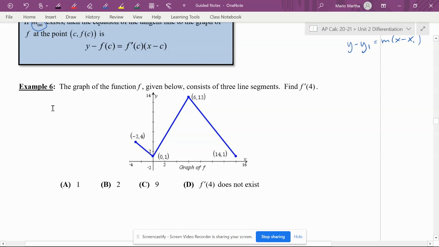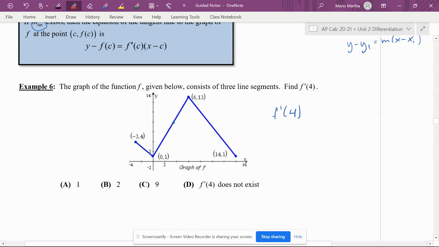So find example 6. The graph of the function f given below consists of 3 line segments. Find f prime at 4. So f prime at 4, if you notice, the graph is going by 2s, so we're looking for this value right there. So we're trying to figure out the slope right there. So in this case, we want to find first our 2 values. So f prime of 4 represents the slope of the tangent line there.